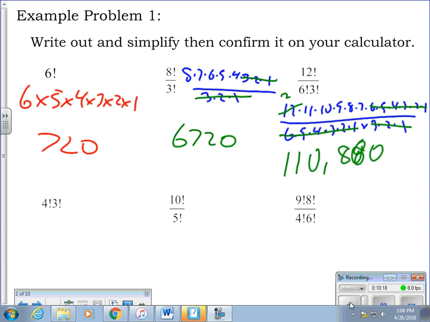No, you have to do the factorials. You could do that too. No, that's when you do the factorials first. Yeah. And then you multiply. Right. Okay.